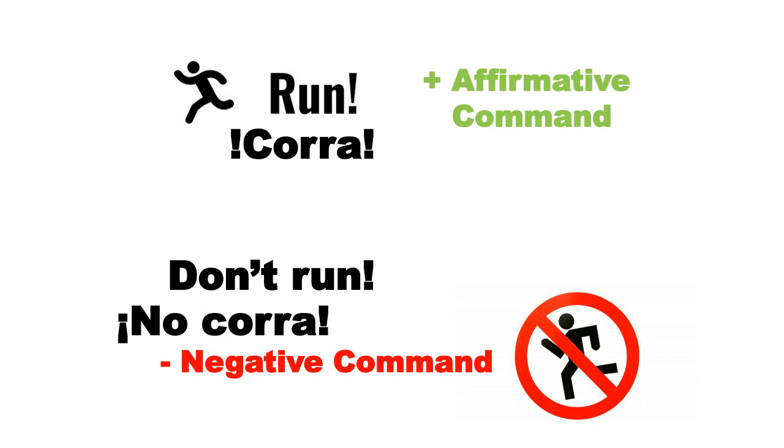While we're talking about commands, it's important to know how to form affirmative and negative commands in Spanish. So we'll use affirmative commands when we want to tell someone to do something. And as you can see, we can just use the verb in English or Spanish. We can say run or corra. And then for a negative command, if we want to tell someone not to do something, in English, we just add a don't before it. So we say don't run. And in Spanish, it's really easy. All we have to do is add a no in front of the verb. So no corra. No corra then would be don't run. And so it's really easy to have affirmative and negative commands in Spanish.